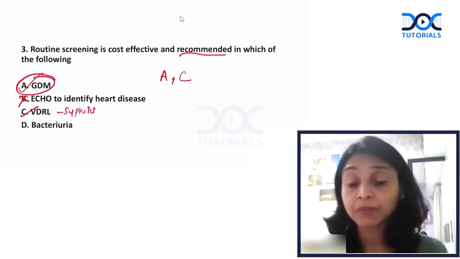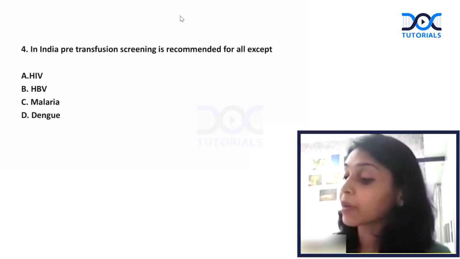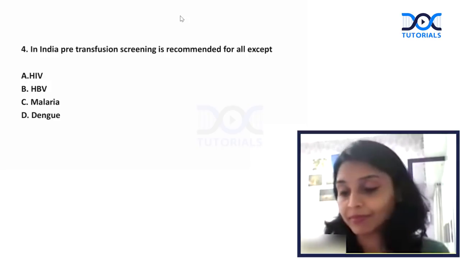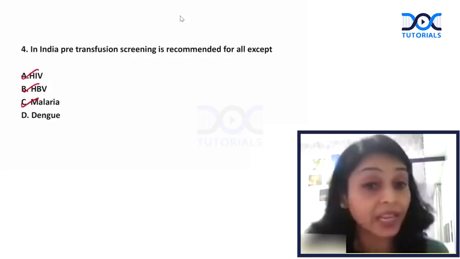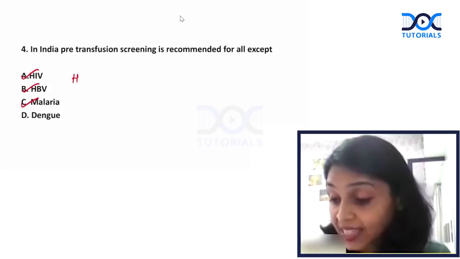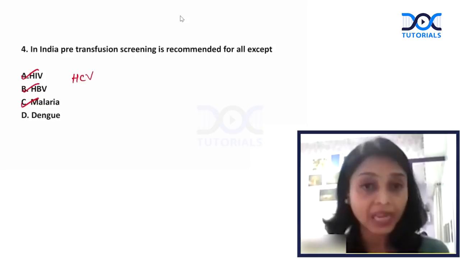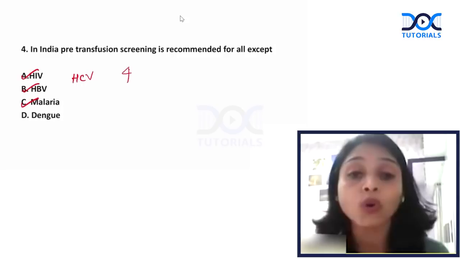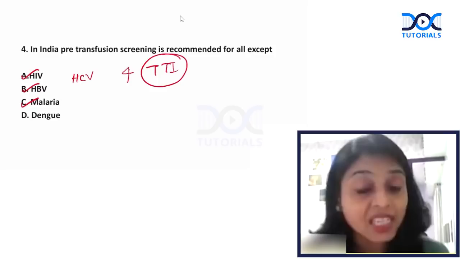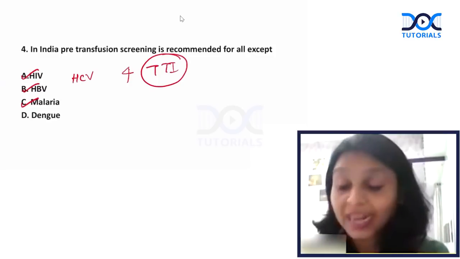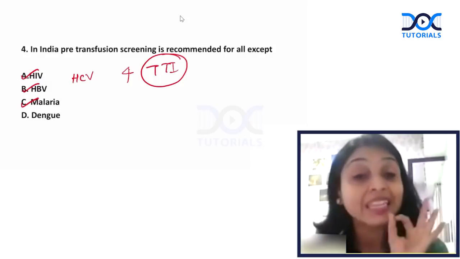I said there were 3 questions from screening. The second question from screening was, in India, pre-transfusion screening is recommended for all except. It is done for HIV, it is done for HBV, it is done for malaria, it is also done for HCV. That means hepatitis B, hepatitis C, HIV, and malaria. These are the 4, you call them TTIs. That is the next MCQ. TTIs means transfusion transmissible infections, or transfusion transmitted infections.